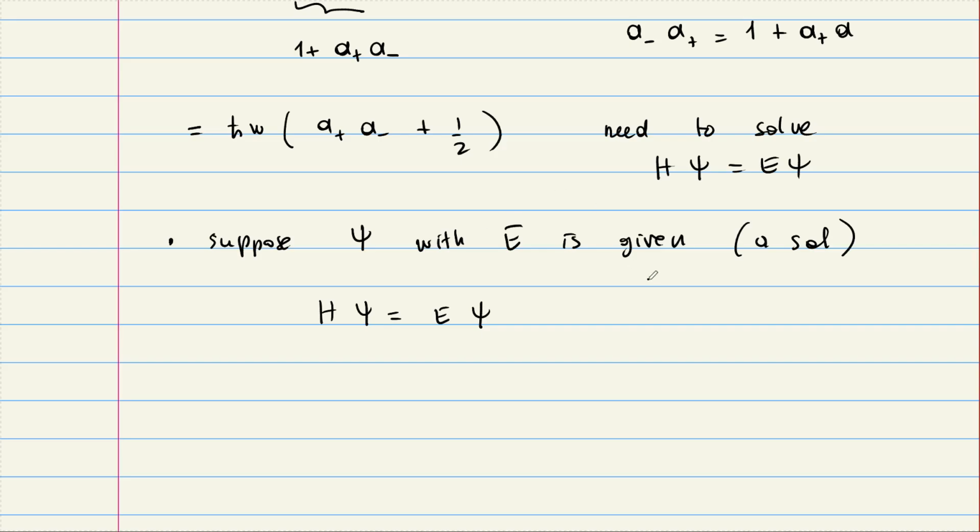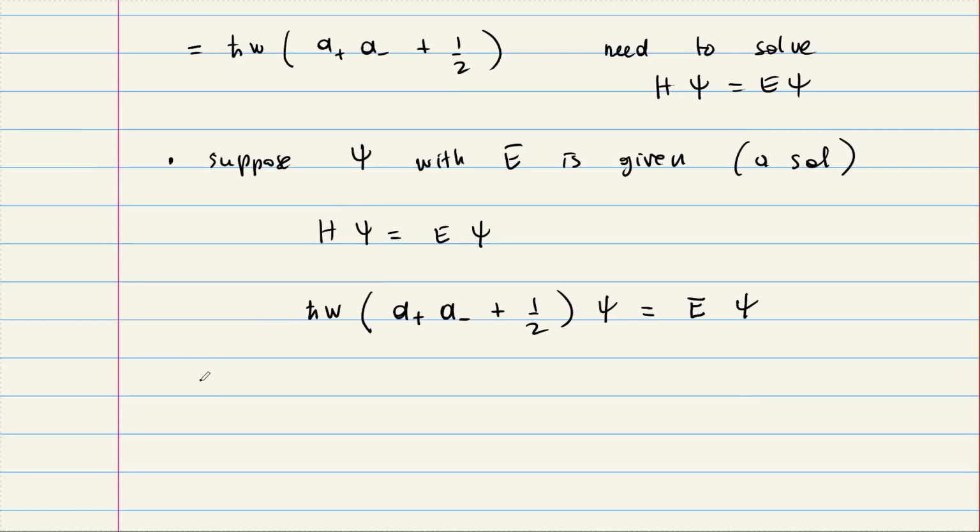And we know what H is. H is h bar omega, a plus a minus plus a half. This thing is an operator. I don't need to write it because we talk about it. And it is hitting on a function psi. This complicated thing just spits out just a number, E psi. That's the meaning of that given sentence.